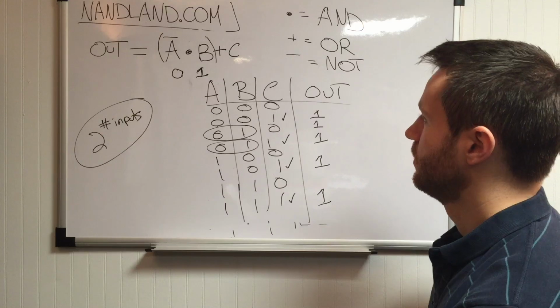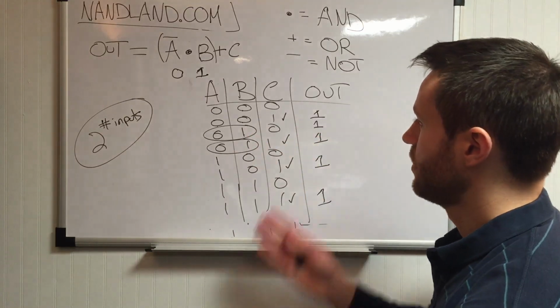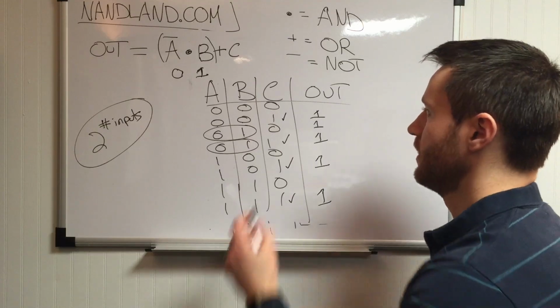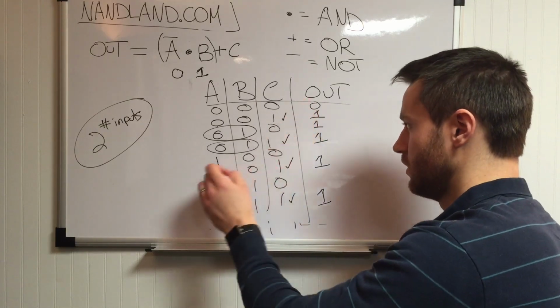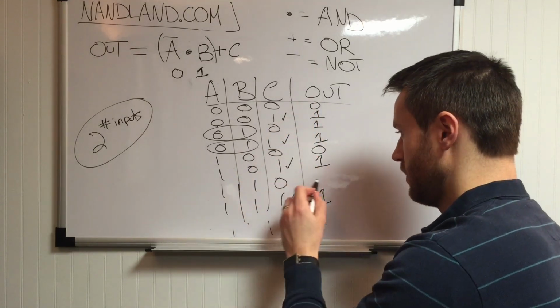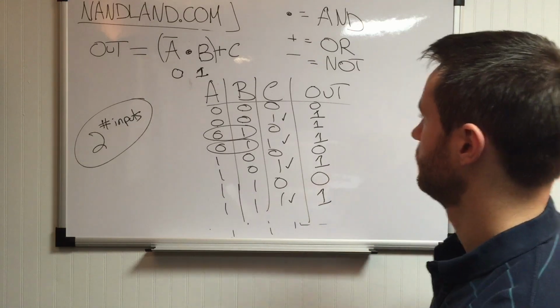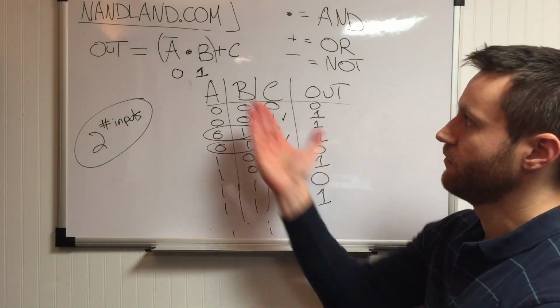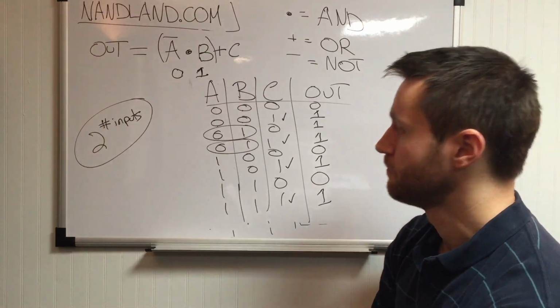So there you go. Any place where I have a check mark or a circle, those are the situations where the output is going to be equal to 1. And the other times, here, here, and here, the output is equal to a 0. So there you have it. This is the truth table for that particular circuit.